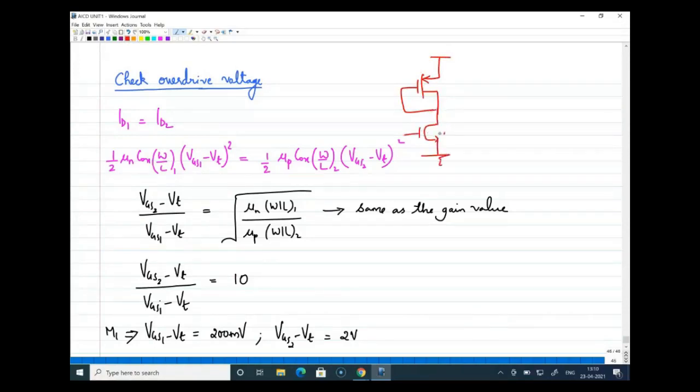I have the circuit here. This is M1, this is M2, and this is ground. I am just considering a supply voltage of, say, 3 volt. Now, be very careful. What I am going to do now is something new for you guys.